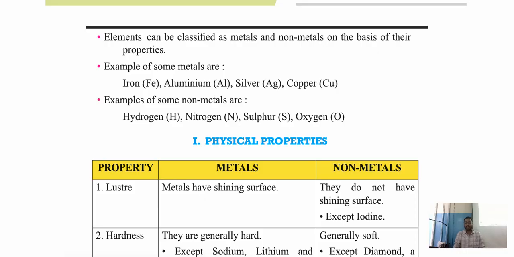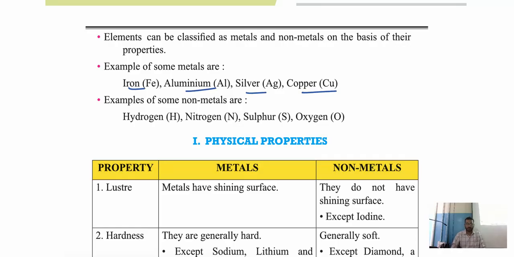Elements are classified into metals and non-metals based on their properties. That you should not forget. Some examples of metals are iron, aluminium, silver and copper. Iron symbol is Fe. Aluminium symbol is Al. Silver is Ag and copper is Cu.